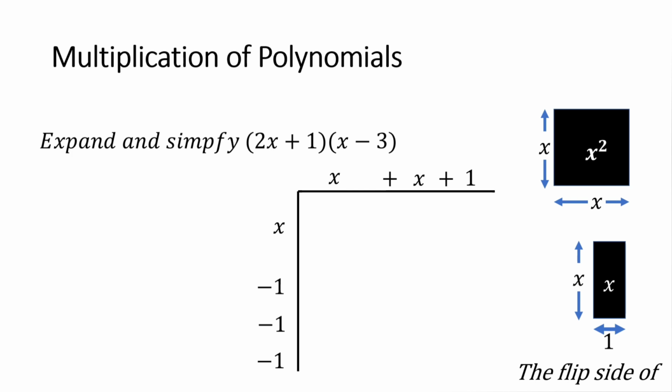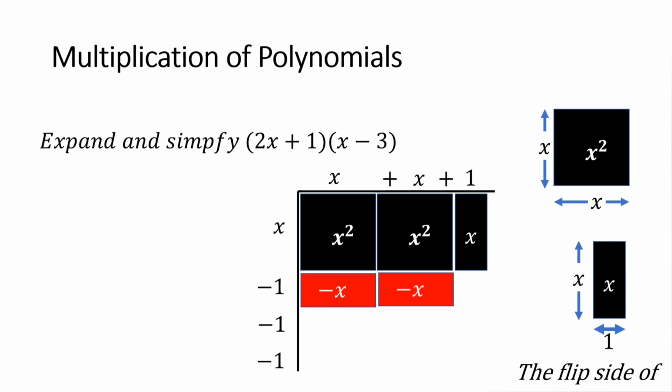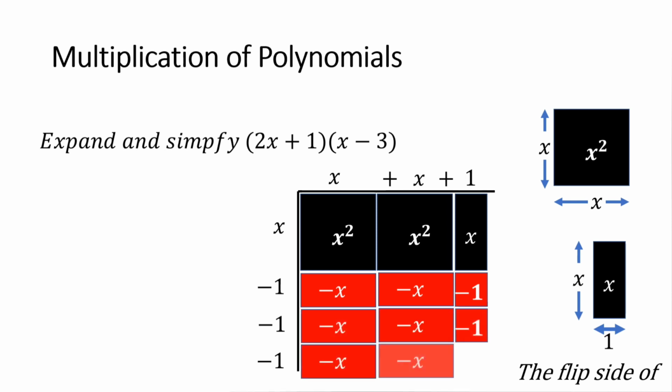The first thing I'm going to do, I'm looking for a tile that has a dimension x by x, and that is the x squared tile. X by x, another x squared tile. X by 1, that is the x tile. The dimension minus 1 by x, remember, should be interpreted as the flip side of the x tile. And what is the flip side of the x tile? The negative x tile. The flip side of the other x tile is negative x. The flip side of 1 is negative 1. This is repeated.